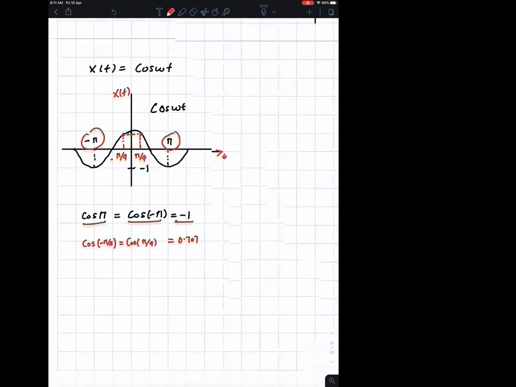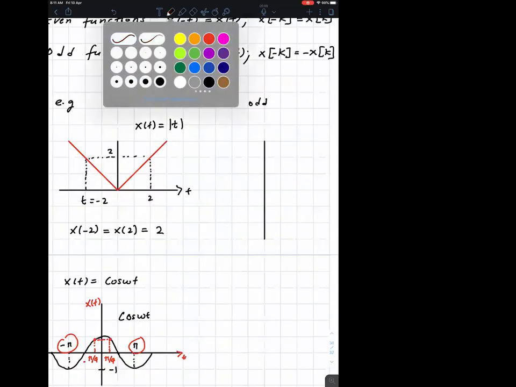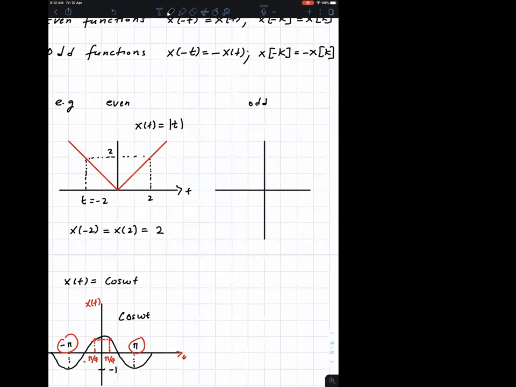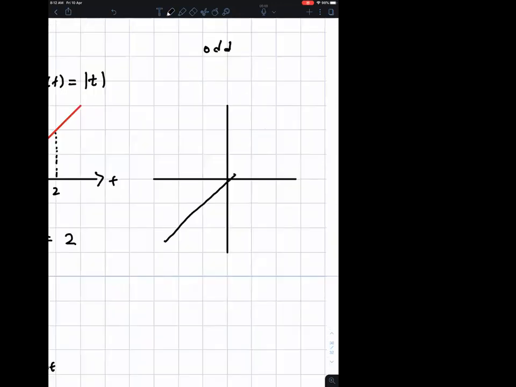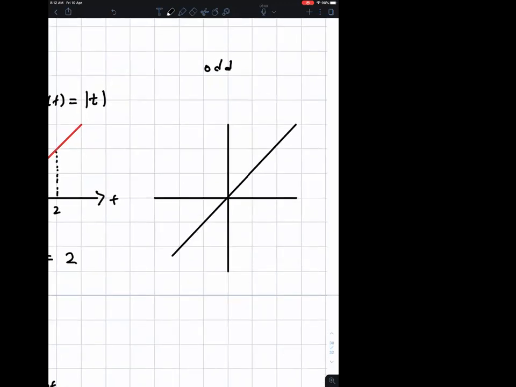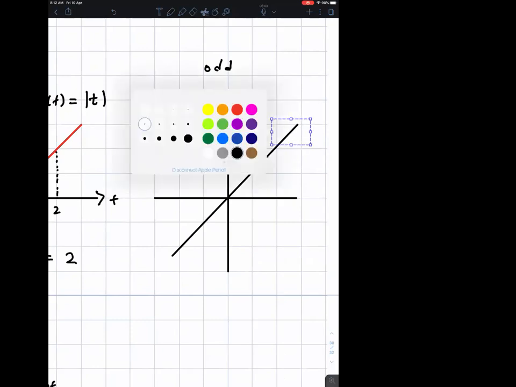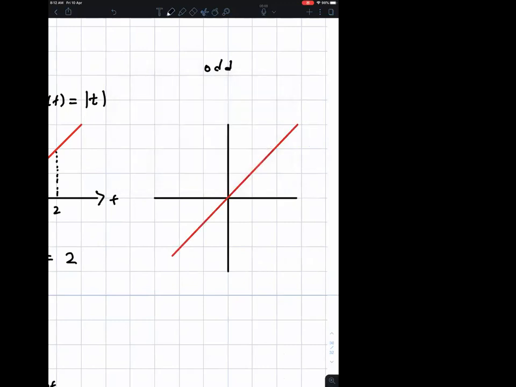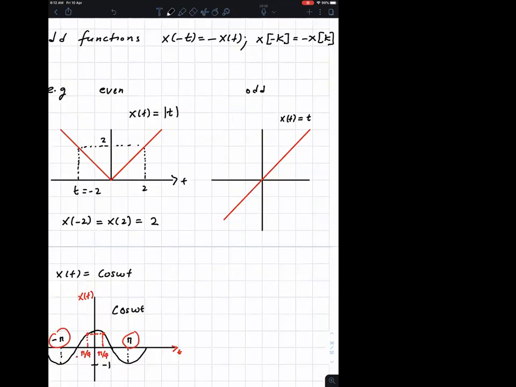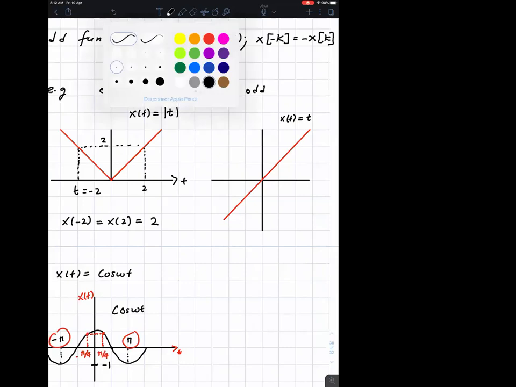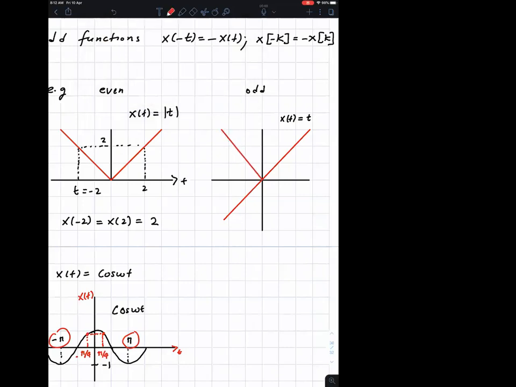Now I was going to talk about some examples of odd function. So this is a line that goes through the origin. In this case, x(t) is just t. The absolute value makes it reflected like this. There's no absolute value, there's no reflection.